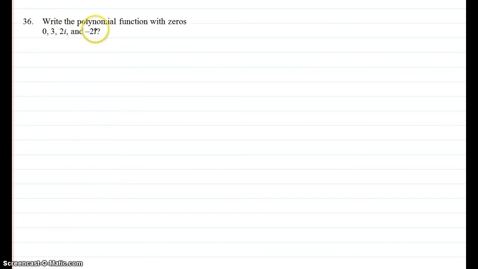36, right? The polynomial function with the zeros 0, negative 3, 2i, and negative 2i. These are our solutions, our zeros. And so what we can do to get our factors, if we write them all out, x equals 0, x equals negative 3, x equals 2i, and x equals negative 2i, and then we undo it, well, there's nothing I can undo here, just x.